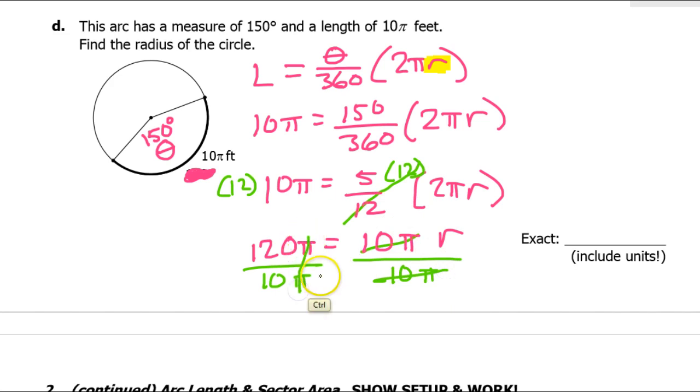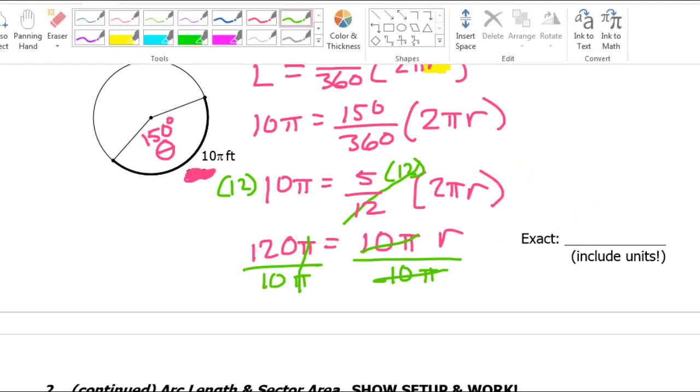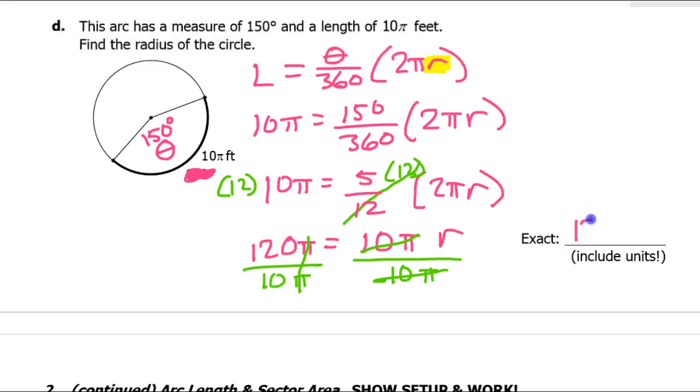Notice that the pi's cancel each other out. 120 divided by 10 is just going to be 12. So that's why the radius is 12 feet. Don't forget the units or you will lose points.